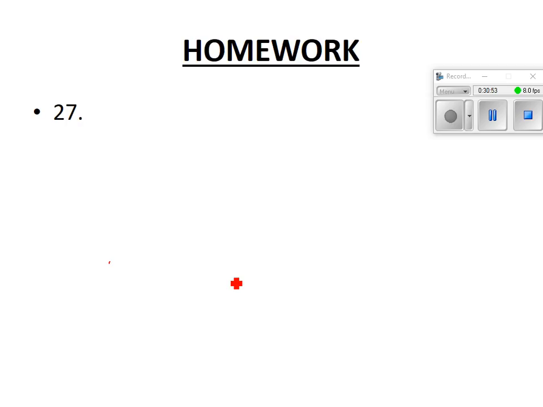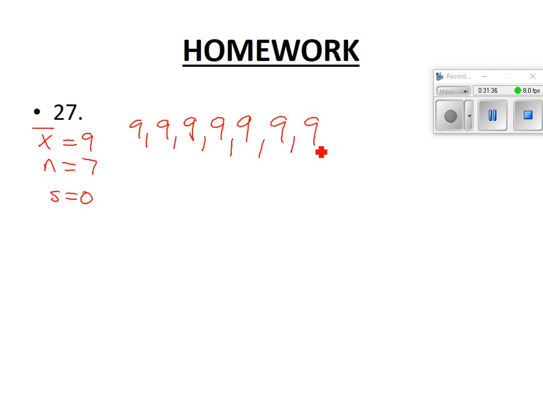Number five asks you to write a set of numbers where S equals zero. So the standard deviation is zero. What's that telling you? How far is each number from the mean? They're all the same. They're all right there at what number? Nine. So for that one, our set would be all nines. Seven of them.